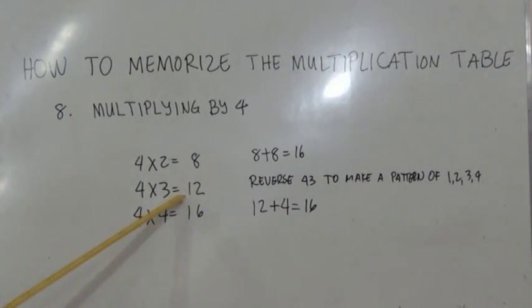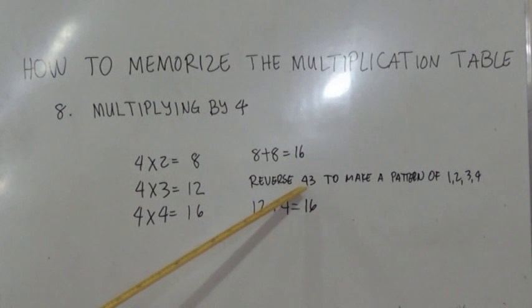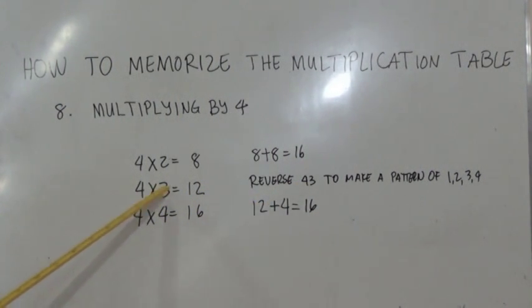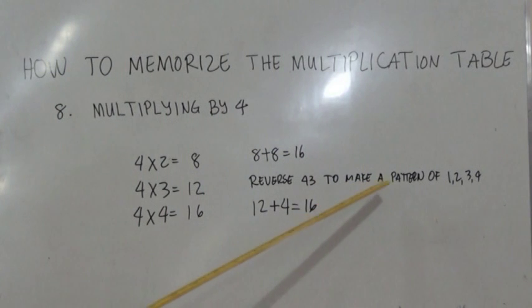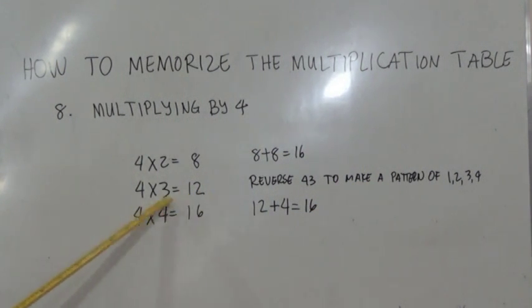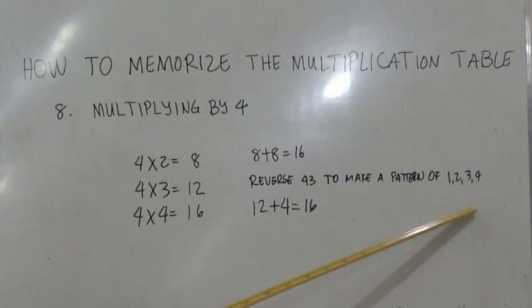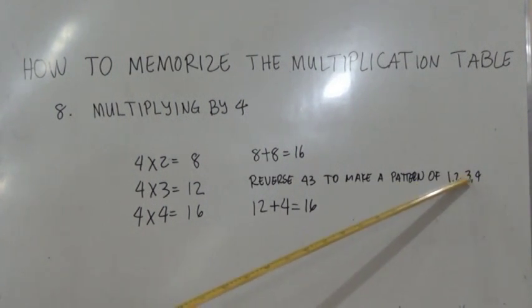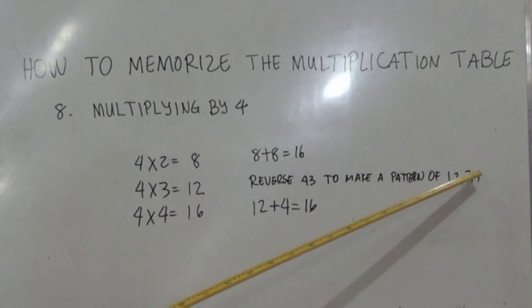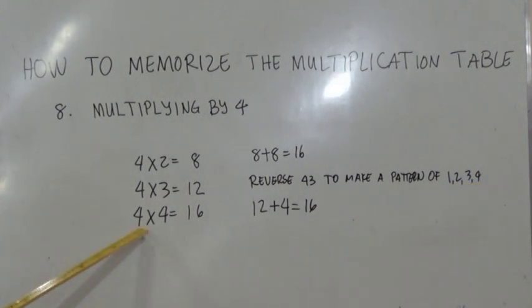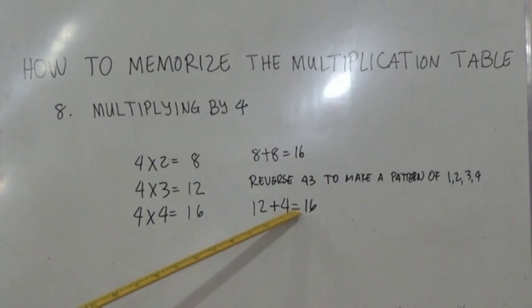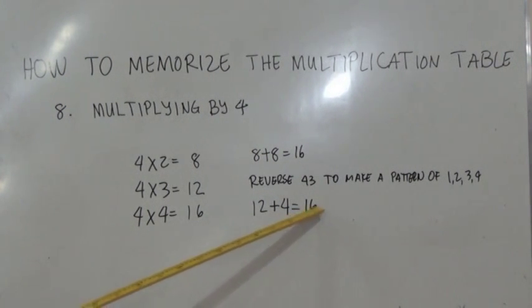4 times 3 equals 12. Reverse 4, 3, reverse it to make a pattern of 1, 2, 3, 4. So, 12 is the answer for 3 times 4 or 4 times 3. 4 times 4 equals 16. From the previous combination, we have 12. We just add 4 to it to get us to 16.